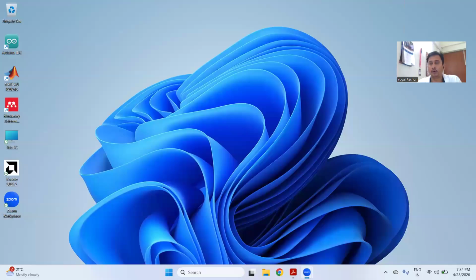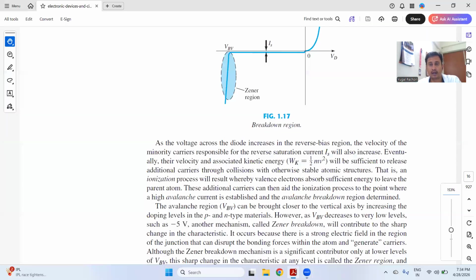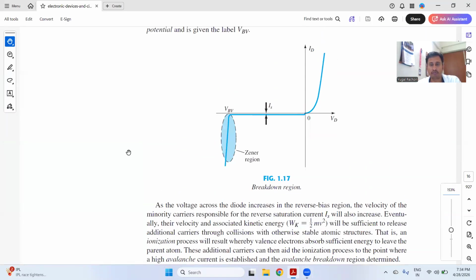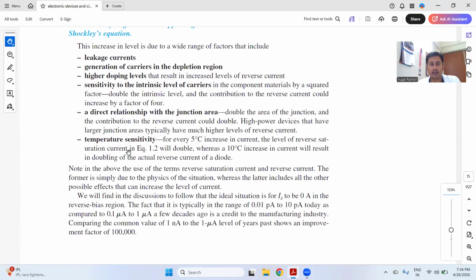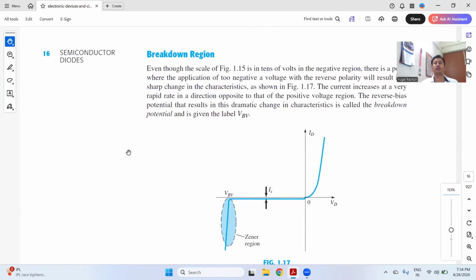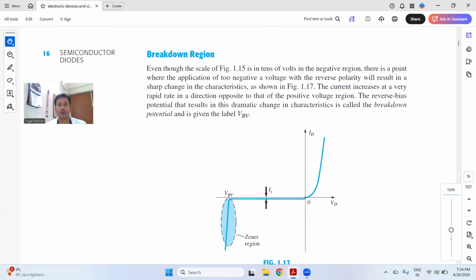So let's continue our discussion, and let me share my screen with you all. I hope my screen is visible to everyone. Now let me open the book, the source of our discussion, that is Boylestad. We are discussing all the content from the book by Robert L. Boylestad. So let's continue our discussion and understand what is breakdown.